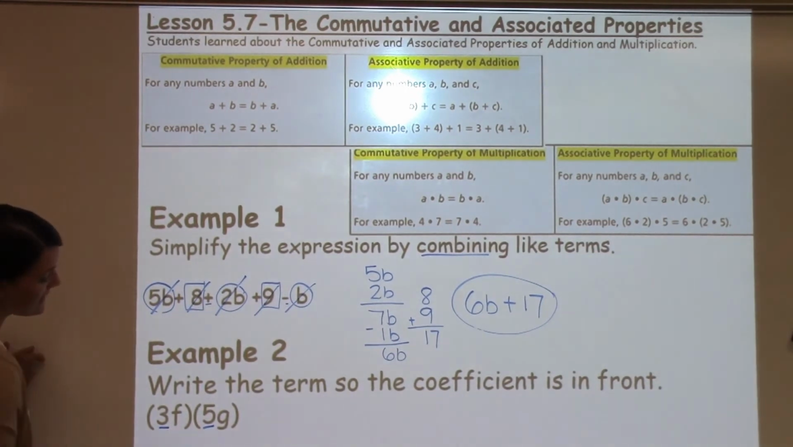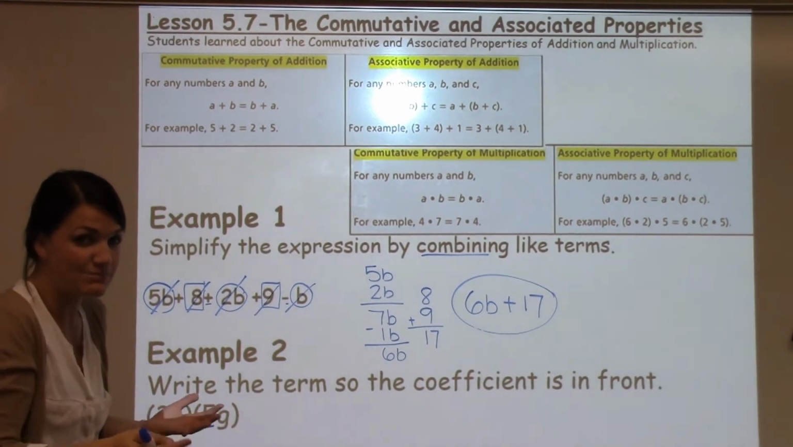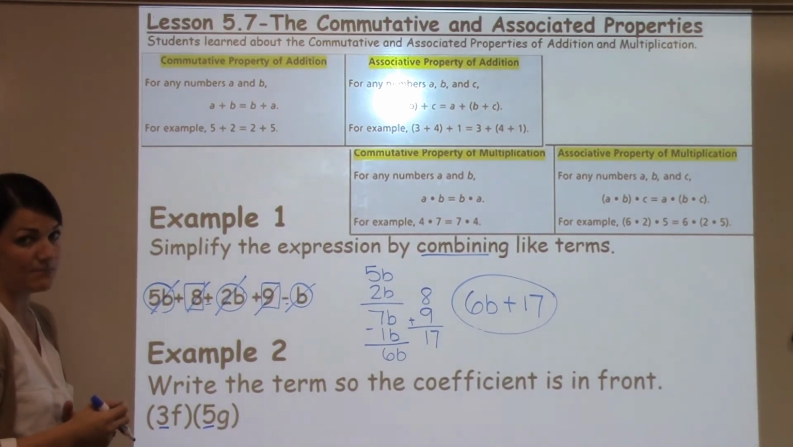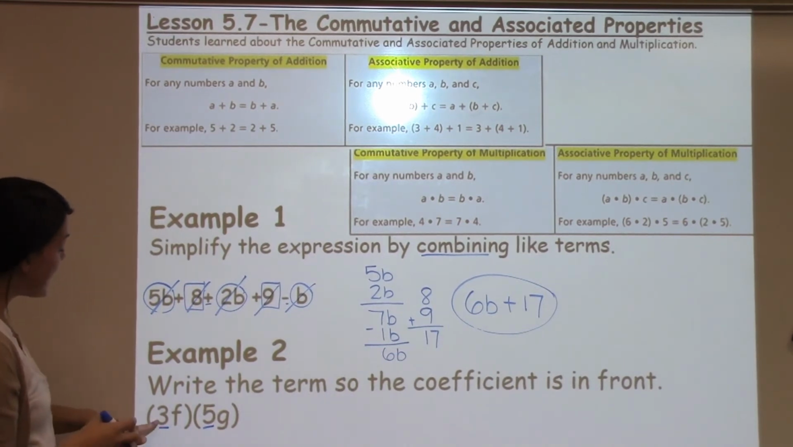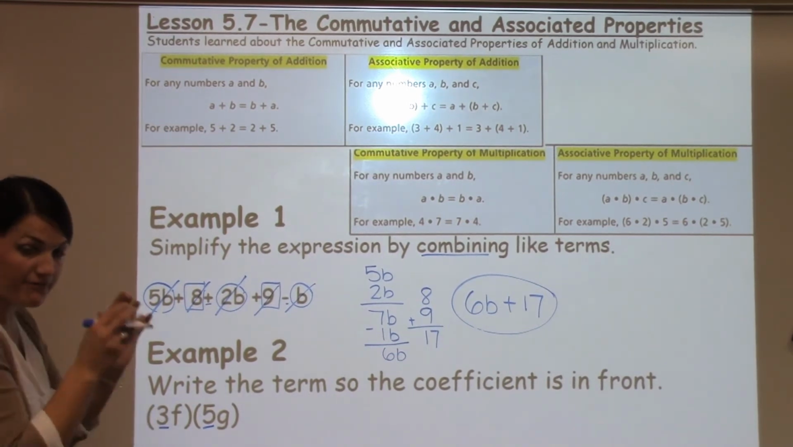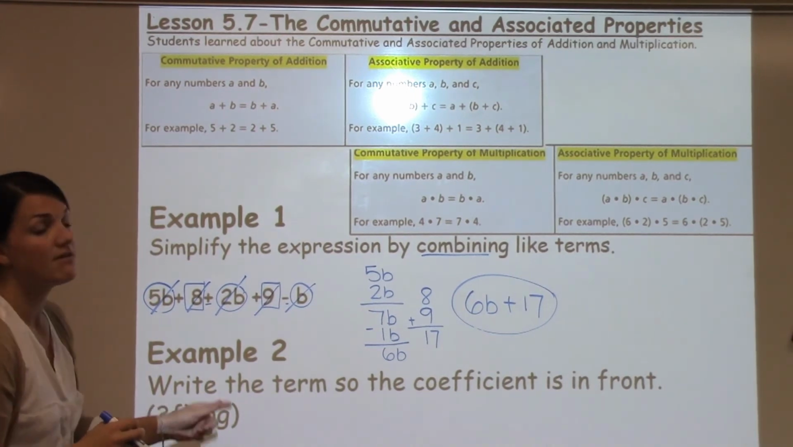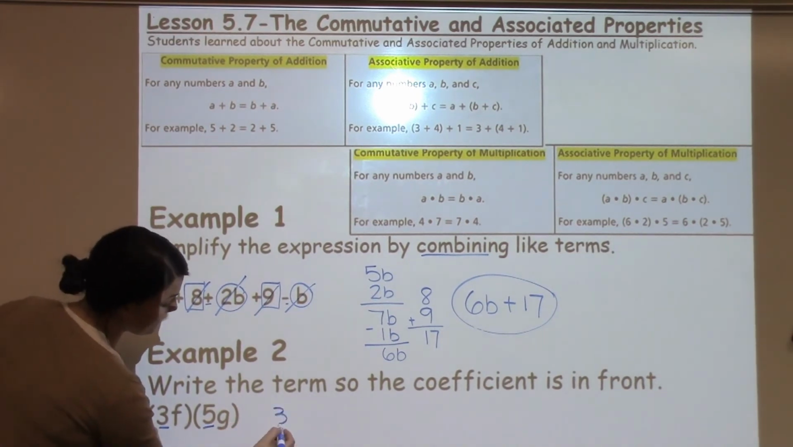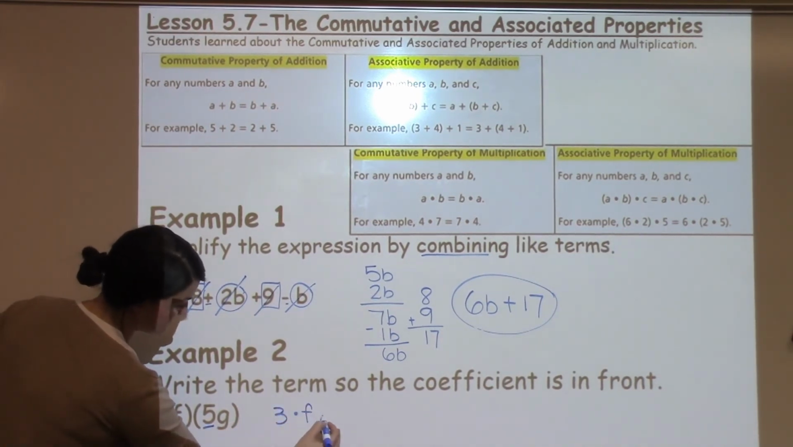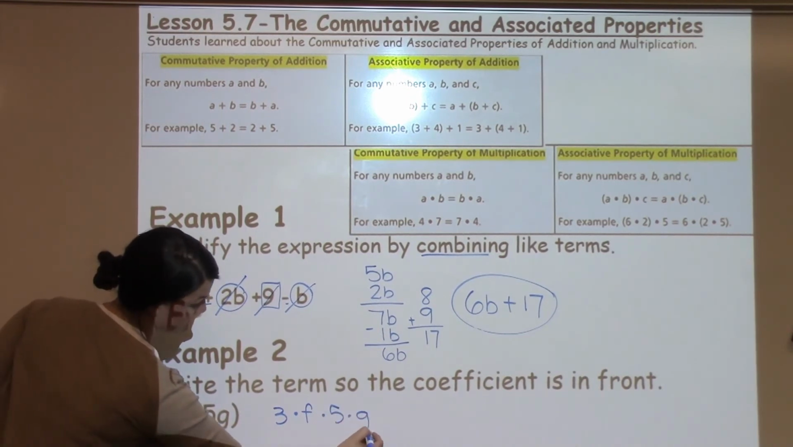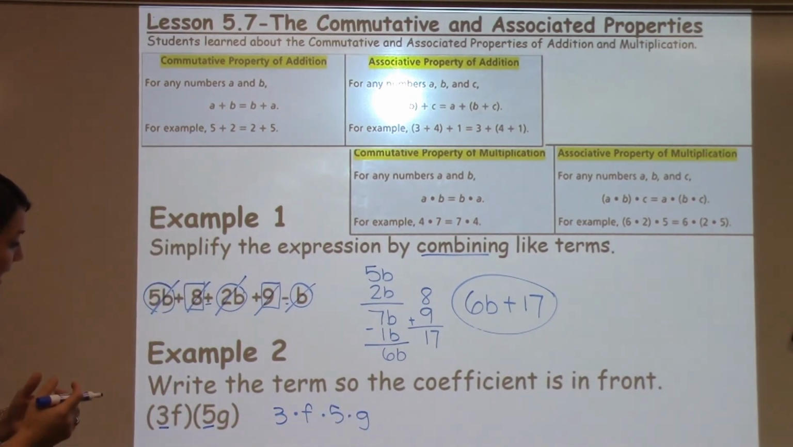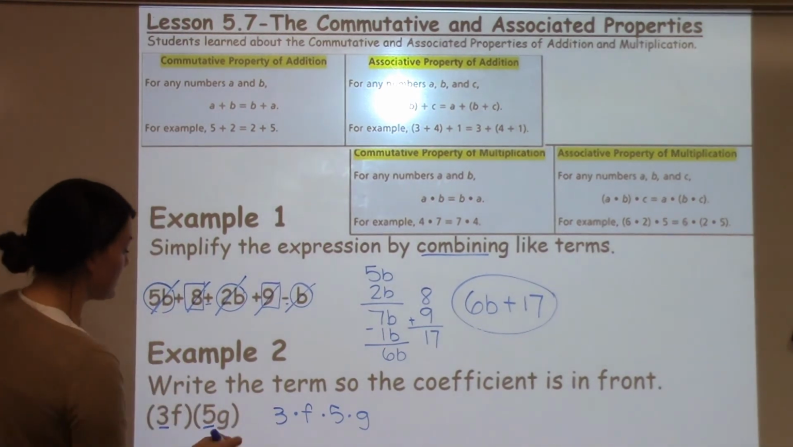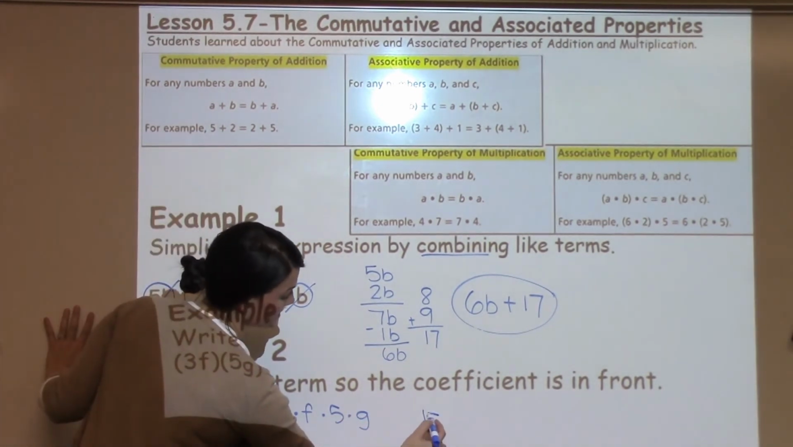Now this problem is a little different because I don't see an addition sign, a multiplication, subtraction, or division. All I see is parentheses and letters next to numbers. What that tells me is that I have 3 times f in parentheses times 5 times g in parentheses. So I could think about that all on its own if I wanted. 3 times f times 5 times g. Okay, when I combine like terms, again, I'm going to put any numbers that are just by themselves together. So I've got 3 times 5, which is 15.